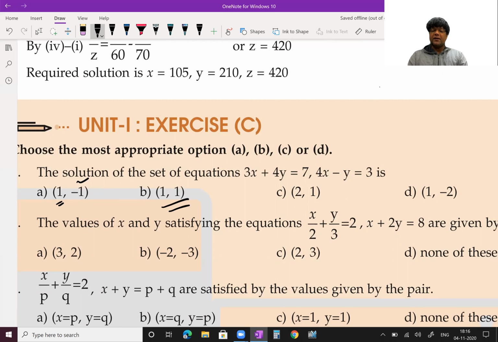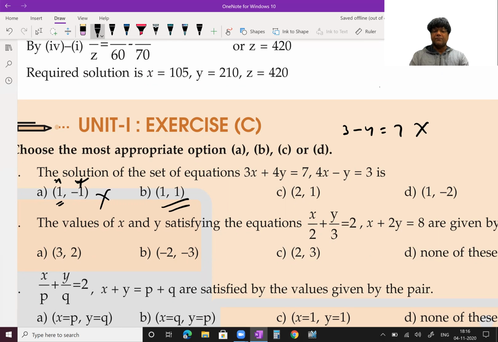See, 3 into minus 1, minus 3. Sorry guys. First one is x and second one is y. x is equal to 1, y is equal to minus 1. So x is equal to 1, if I put it, is 3. And y is equal to minus 1, if I put, 3 minus 4 is equal to 7. Satisfy? No. No need to check the second. This is not the answer.